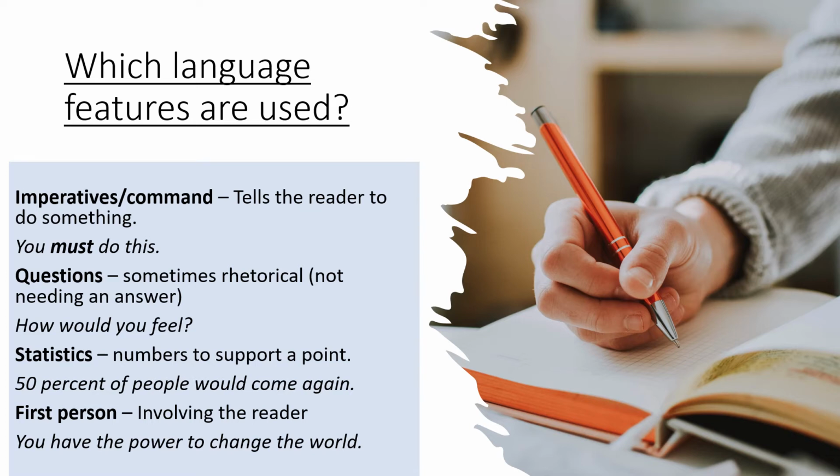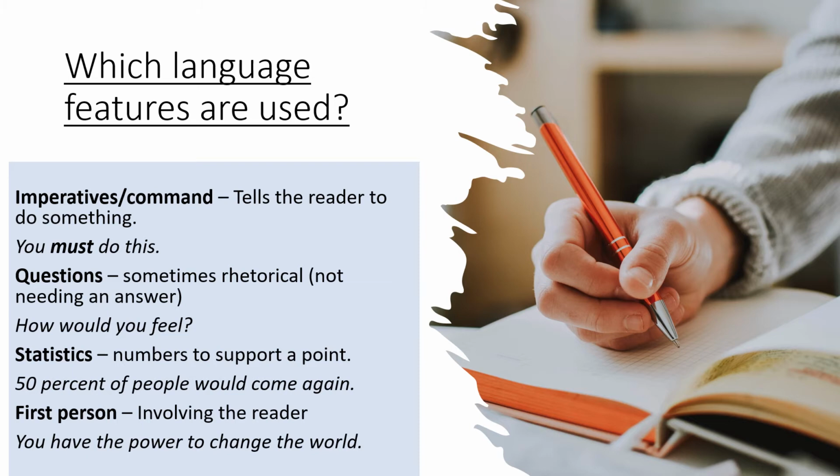This is just something that tells the reader to do something. Say something like, you must do this. Or we could use it in persuasive writing. A lot of these can be used in persuasive writing, to be honest. So an imperative or a command in persuasive writing would be, go and get this phone. You must get it now. Really instilling that sense of urgency in the reader.